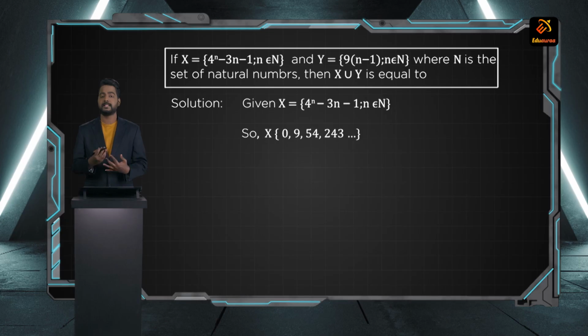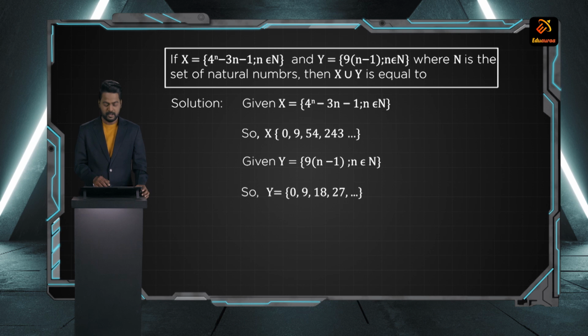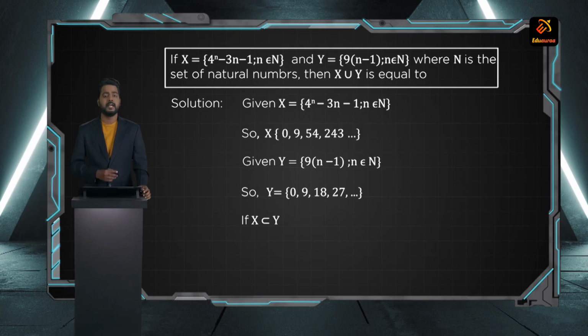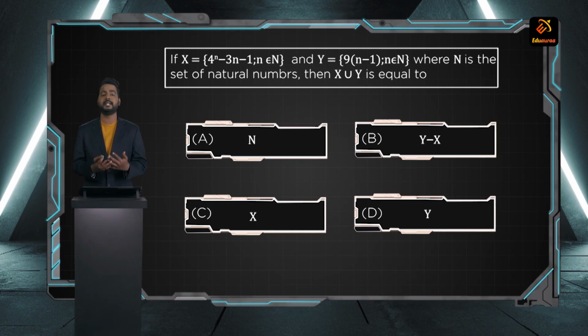And now Y is equal to the set of 9 into n minus 1, where n belongs to natural numbers. So on substituting n equal to 1, it will be 0. On substituting n equal to 2, it will be 9. On substituting n equal to 3, it will be 18. On substituting n equal to 4, it will be what? 27. So Y will be 0, 9, 18, 27, and so on. So now I know X is a subset of Y. If X is a subset of Y, it means X union Y will be equal to Y. So the correct option is option D.